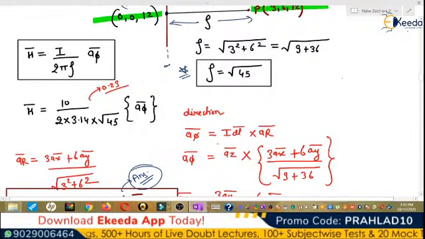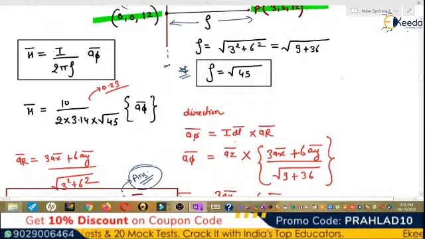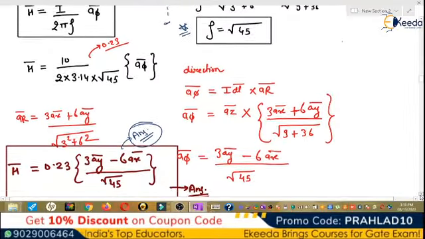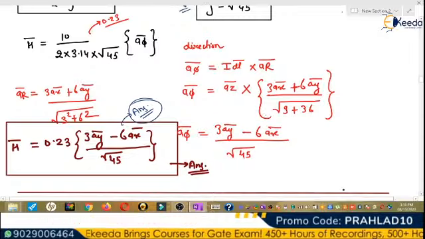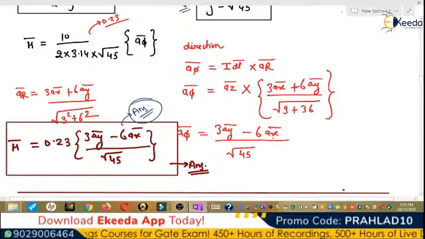We can calculate this a phi vector in terms of the Cartesian coordinate system. So it is the I dl vector cross AR vector. So a phi vector is AZ vector cross AR vector. It is 3AX plus 6AY by under root of 9 plus 36. We will divide by the magnitude, and AZ cross AX is AY, and AZ cross AY is minus AX. So it is 3AY minus 6AX by root of 45.